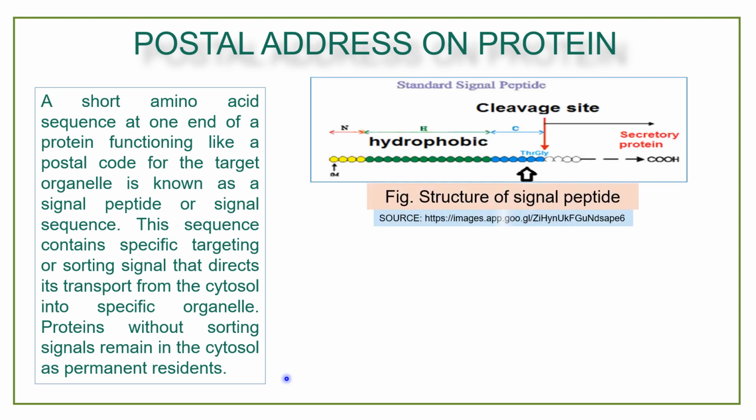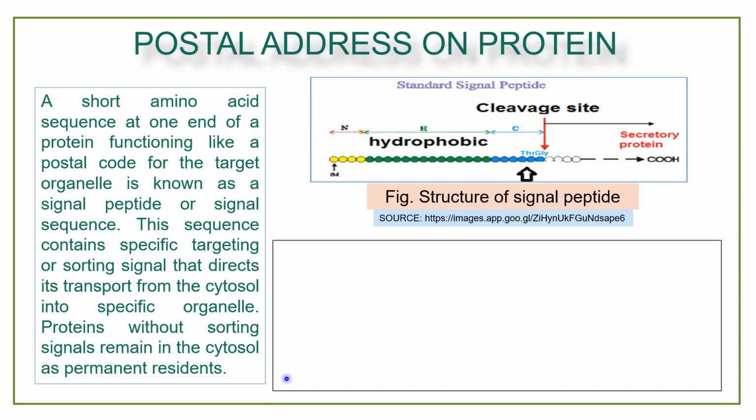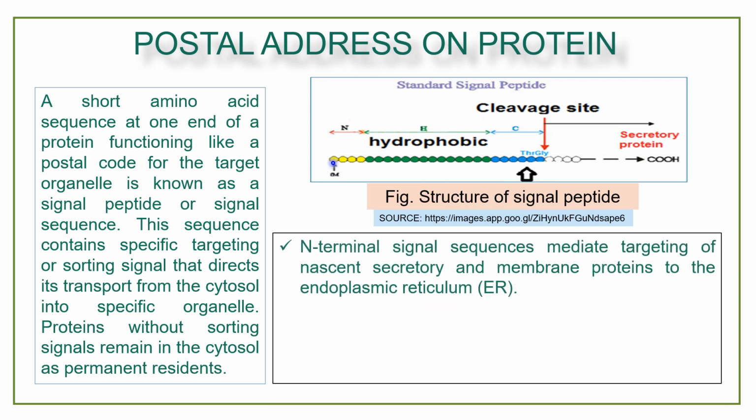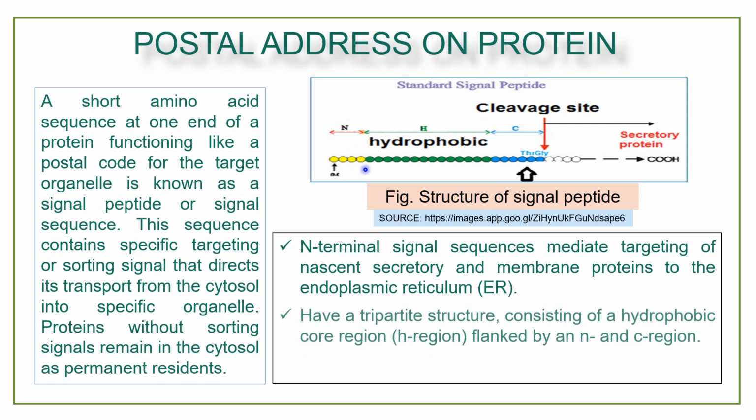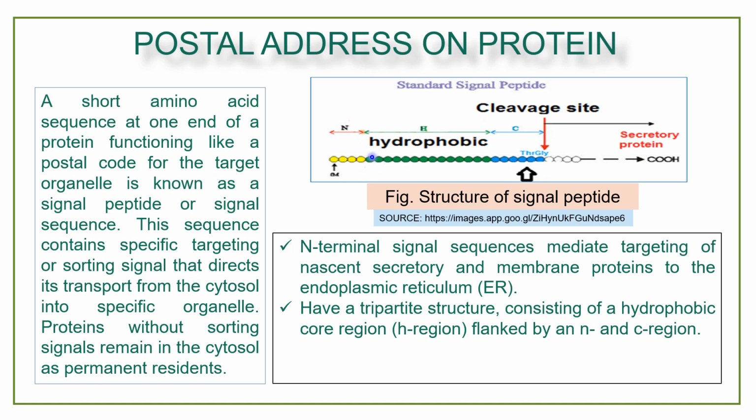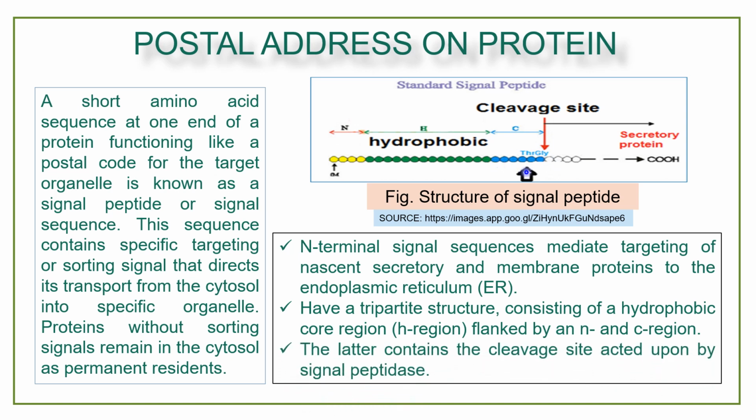The picture shows the figure of a standard signal peptide. It contains an N-terminal sequence that helps in targeting the secretory and membrane proteins into the ER. These have a tripartite structure having a hydrophobic core region flanked by N and C regions. The C region contains the site for cleavage by signal peptidase. Usually, these are cleaved off co-translationally to produce a mature protein and a cleaved signal peptide.